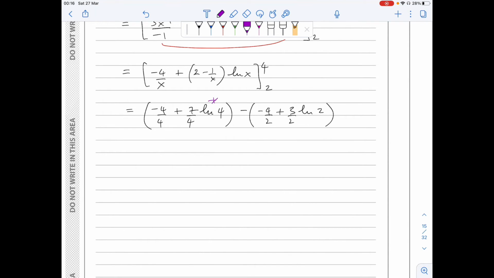Note that I can write ln 4 as ln 2 to the power of 2, which is 2 ln 2. So this result simplifies to -1 + 7/2 ln 2 + 2 - 3/2 ln 2. So my final answer is 1 + 2 ln 2.